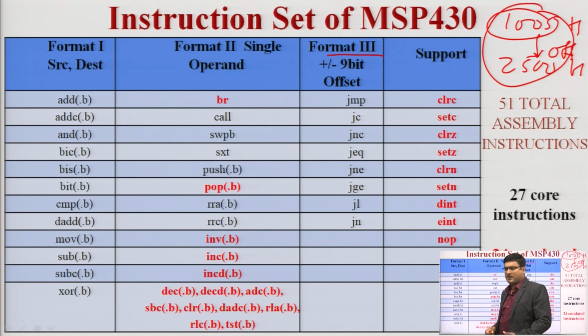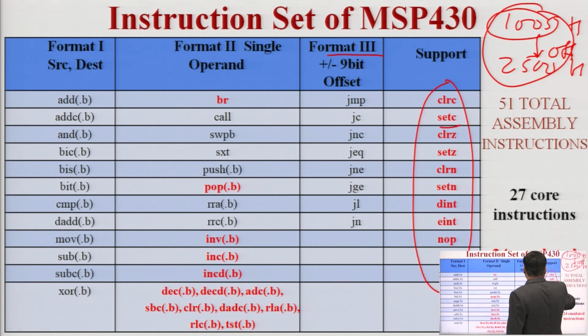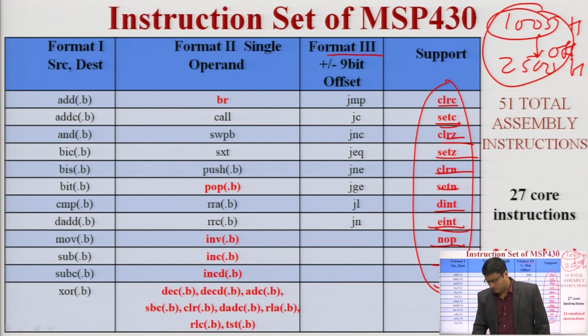In the later slides we will see there are two types of jump, conditional and unconditional, and there are some other support instructions available, in addition to the three formats: CLRC, SETC, return from interrupt, no operation, EINT, DINT to disable or enable interrupts, set Z flag, clear Z flag, set carry, clear C. These are all categorizations of the instruction set.